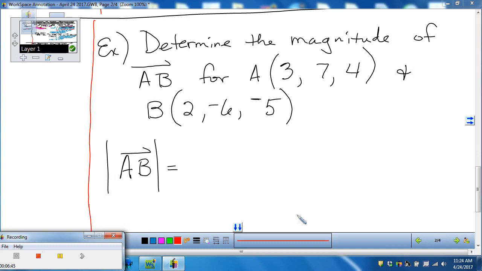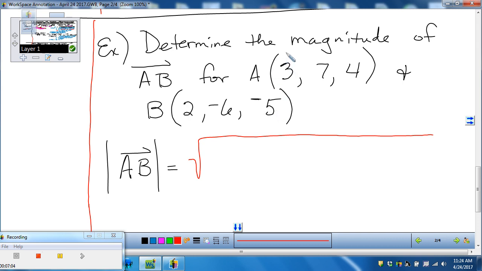Okay, second and last example. Determine the magnitude of AB for A, 3, 7, 4, and B, 2, -6, -5. And you'll notice that this is a three-dimensional set of points, so when we do this, we're going to have a three-dimensional distance that we're going to be finding. We do it exactly the same way. I'm still going to subtract my x's, I'm going to subtract my y's, I'm going to subtract my z's.